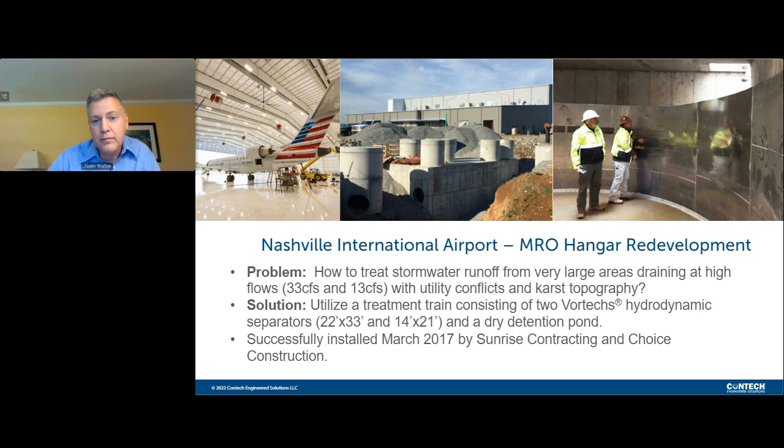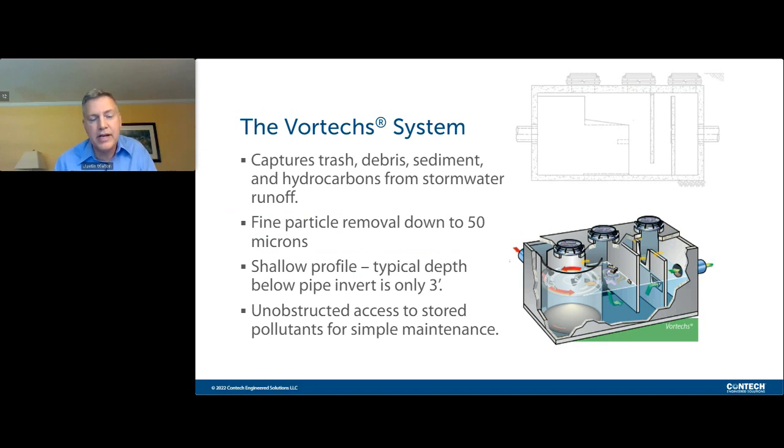And if you're not familiar with Vortex, it is a hydrodynamic separator, or HDS. It's used to capture trash, debris, sediment, floatables, hydrocarbon from stormwater runoff. It can remove small particles all the way down to a 50-micron particle size. And one of the advantages of the Vortex is that it has a shallow profile. The typical depth below the pipe invert is only 3 feet. It also has very good access for maintenance to each section of this unit.